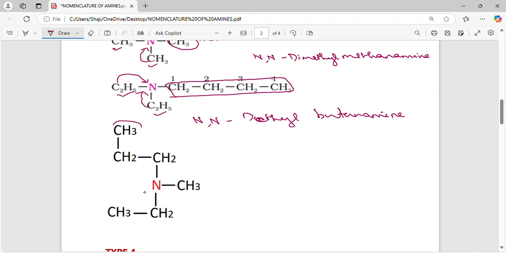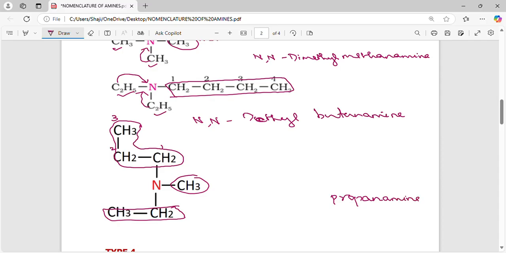Let's discuss a different type. Here you see this carbon is carbon number 3, 1, 2, 3. Three carbons are there in the main chain, and this one and this one, these two are the branches. Since three carbon atoms are there in the main chain, we have to call it propanamine.